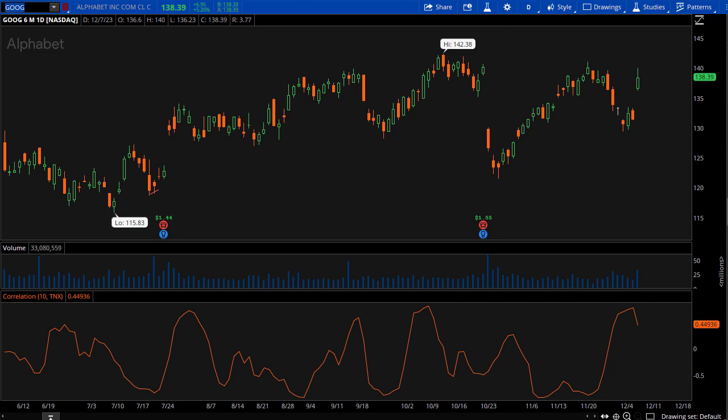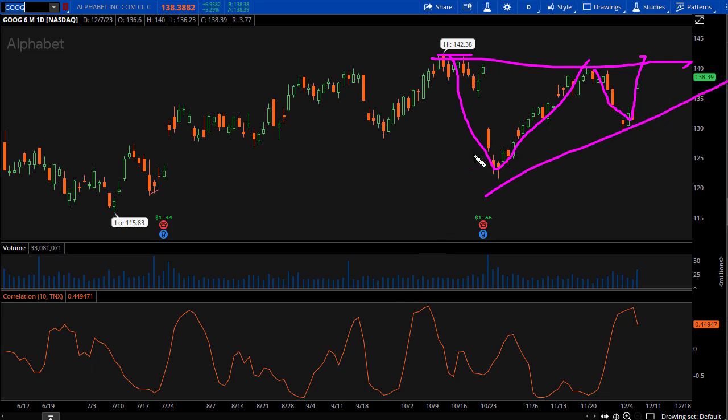For those of you that are maybe not familiar, a cup and handle would look something like this, where this would be the cup, this would be the handle. It'd be an ascending triangle. You could also look at it that way. Either way, we're looking for a move of about 125 to 140. And if we clear that 140, we're looking for an additional 15-point move higher. And we're looking at new record highs of 165 for Alphabet.